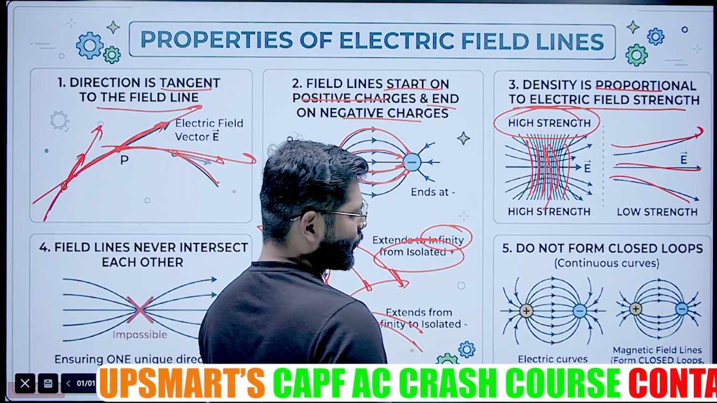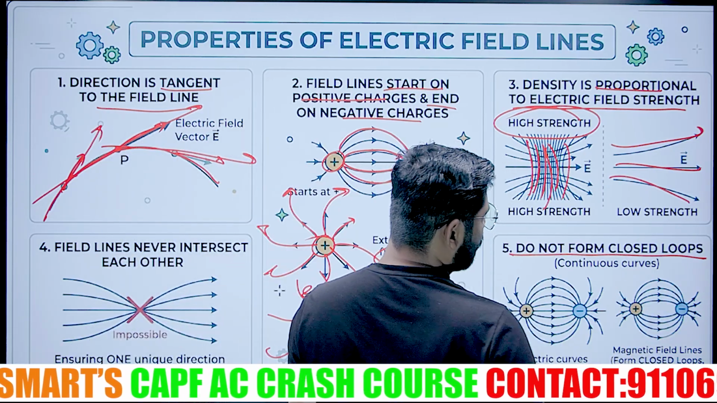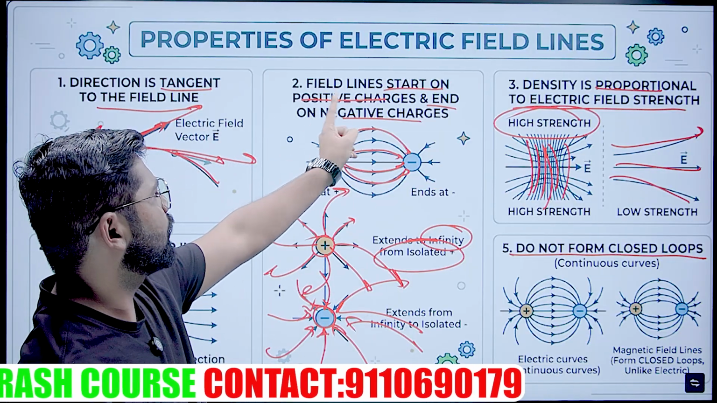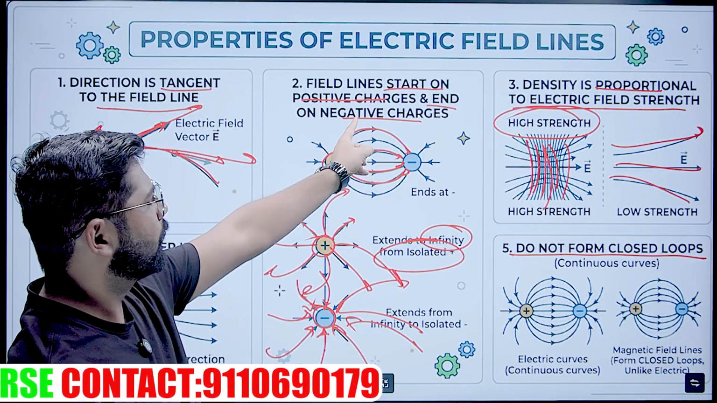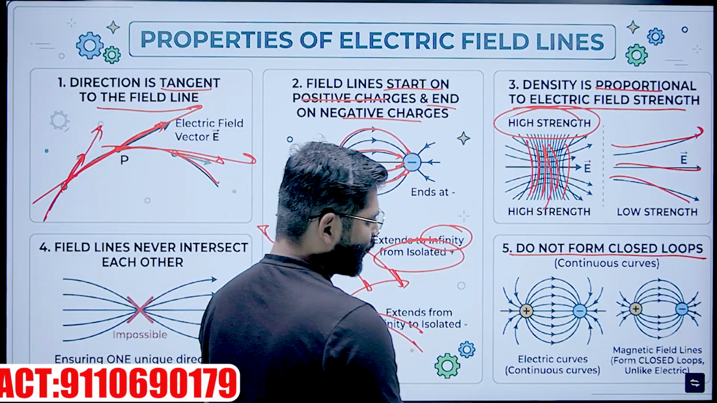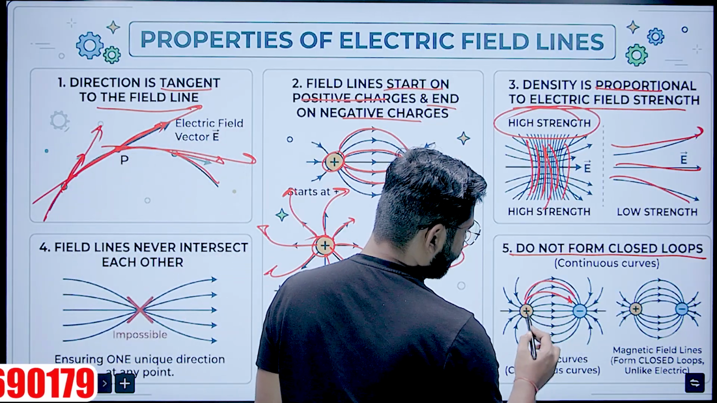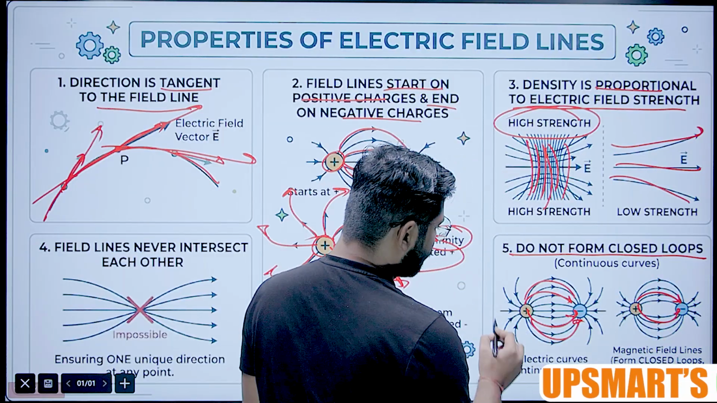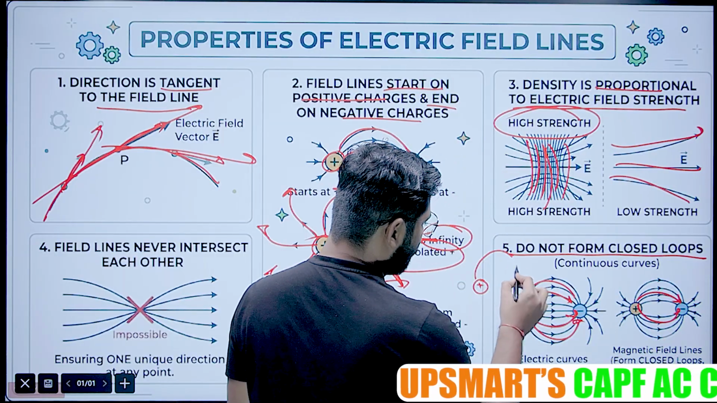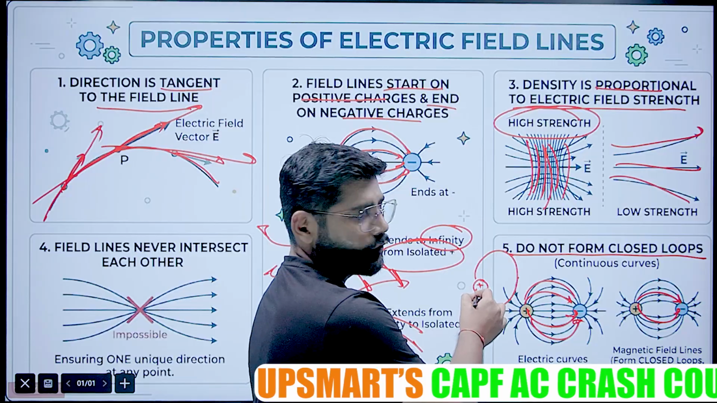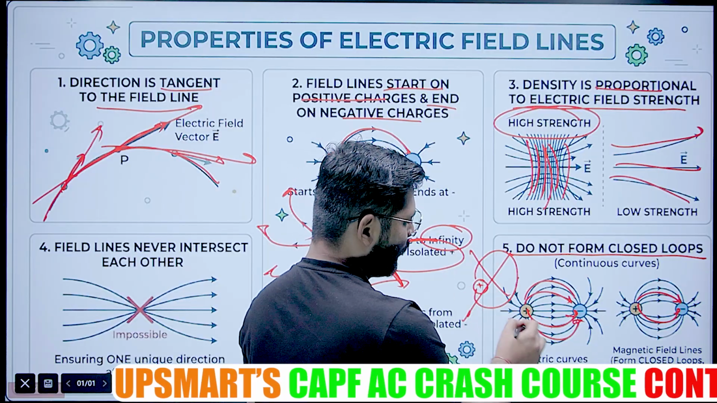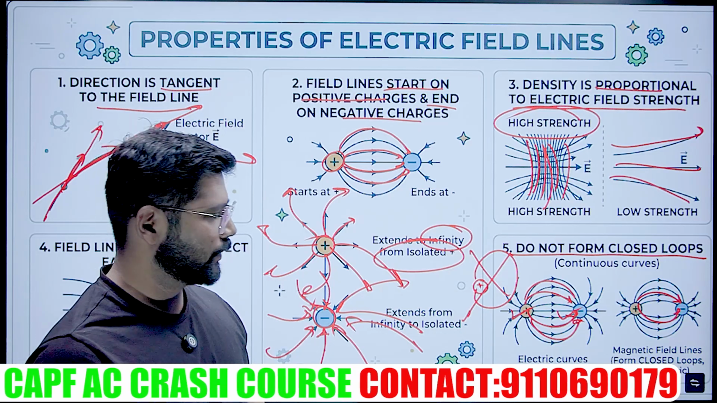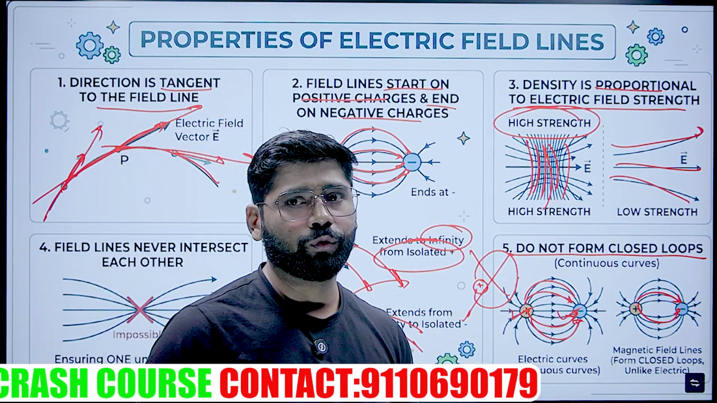Next property is that field lines do not form closed loops. What was the second property we have seen? The field line starts on a positive charge and ends on a negative charge. So it always starts from positive and ends at negative. A closed loop would mean going from positive and coming back to the start, but this won't happen. It always starts from positive and goes toward negative, so it is never a closed loop.